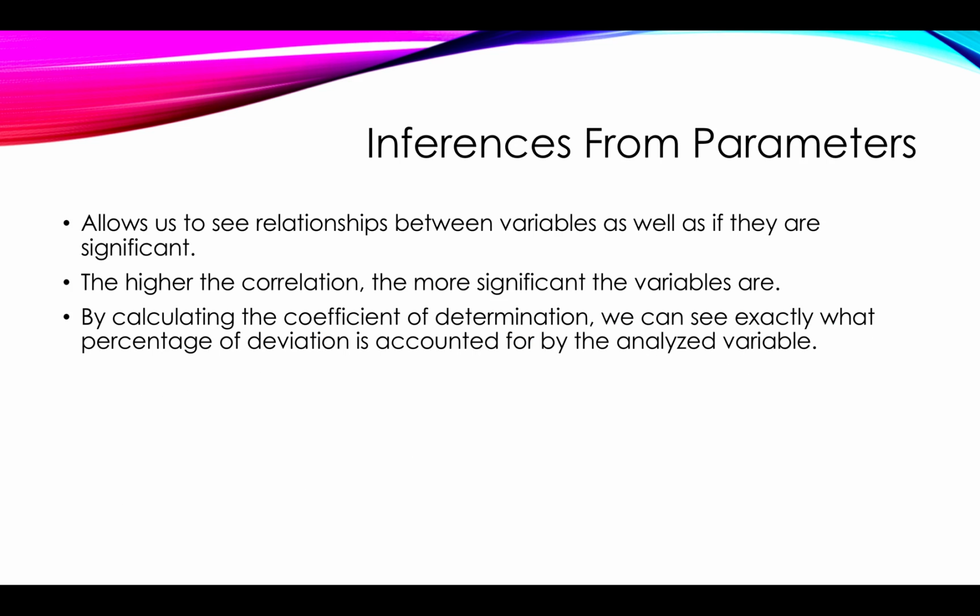Inferences we can make from the parameters: it definitely helps us to find the correlation between them, such as an increase in one variable and an increase in another, and how they're related, also if they are significant or insignificant. Another thing we can calculate from these is actually the coefficient of determination. What this is, it tells us the percentage of data or variance in data that is accounted for by the analysis of the initial variables we are given.